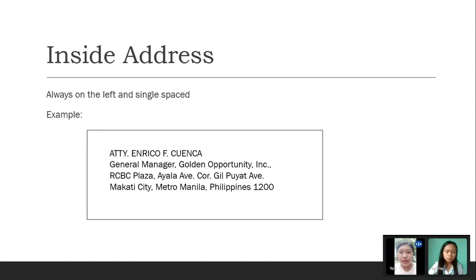Next is inside address. Always on the left and single space. Inside address is the recipient address. Example is Attorney Enrico F. Cuenca, General Manager, Golden Opportunity. Again, inside address is the recipient address, always on the left and single space. So here is the example.